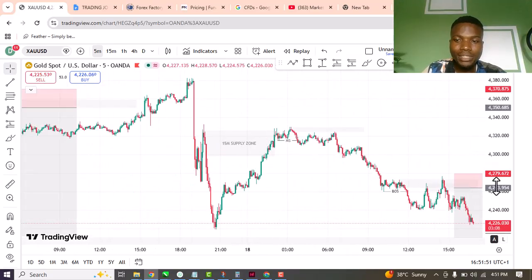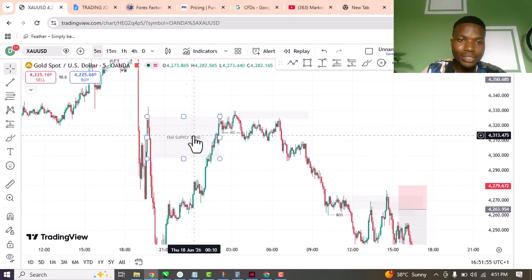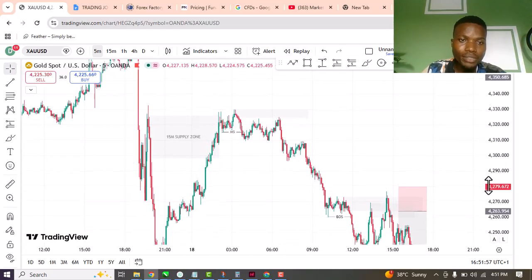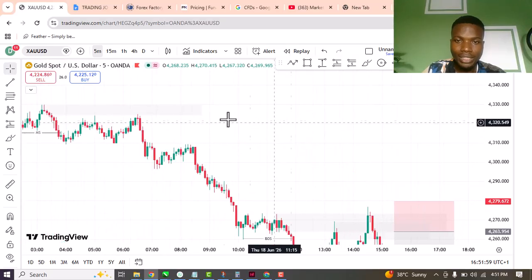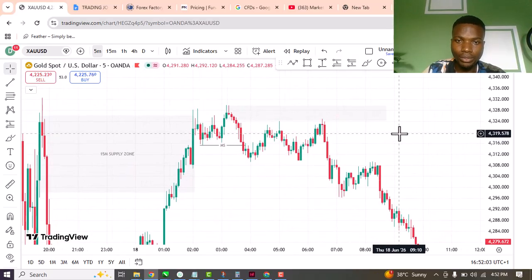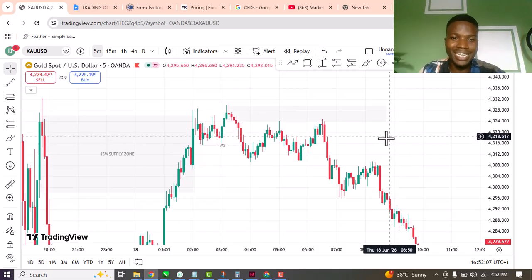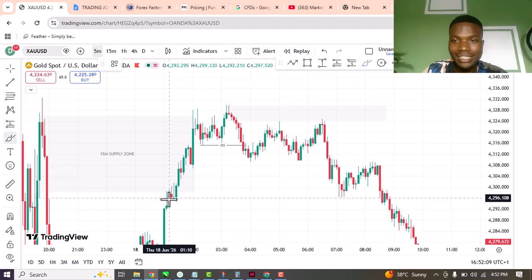Okay, what I simply did at 5 minutes is that, as you can see right now, when price actually approached this 15 minutes supply zone, what did I do? I simply zoomed out. So now let me explain in detail so that you are going to understand how I actually understand this move.